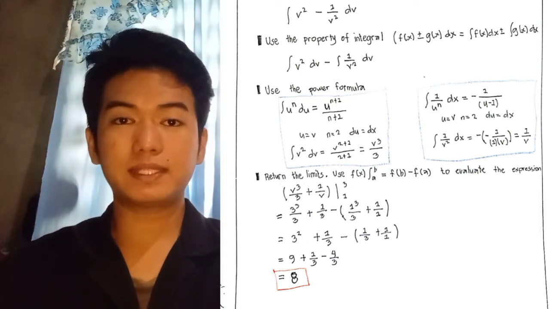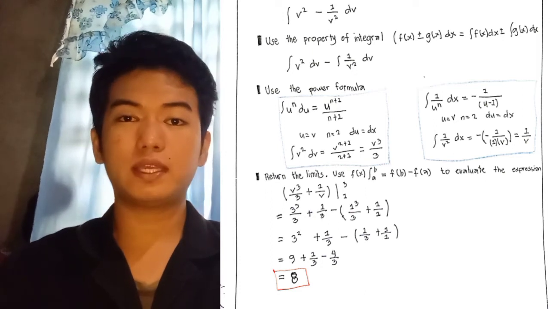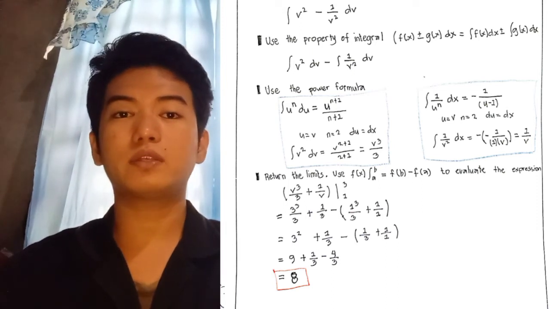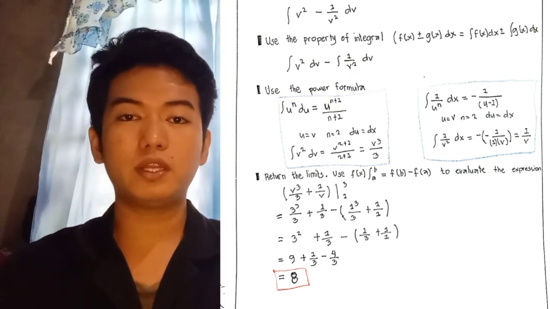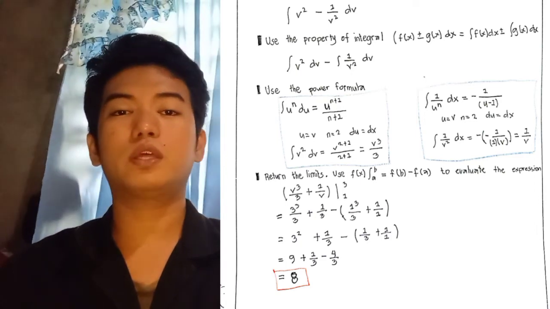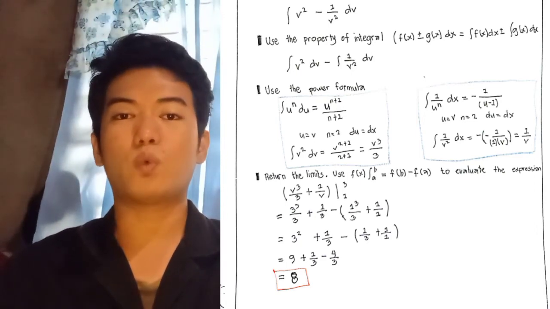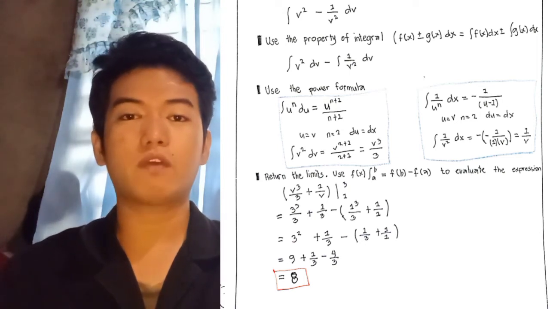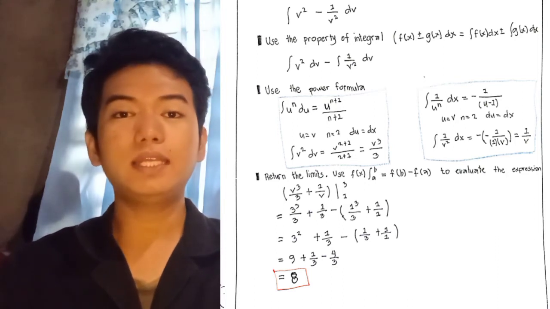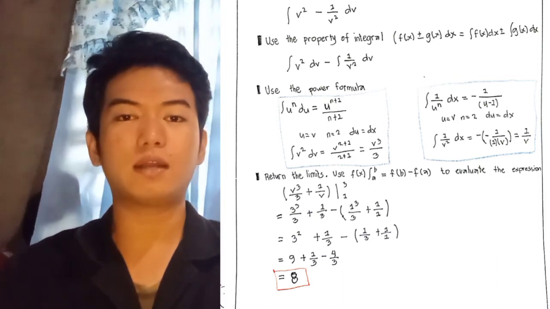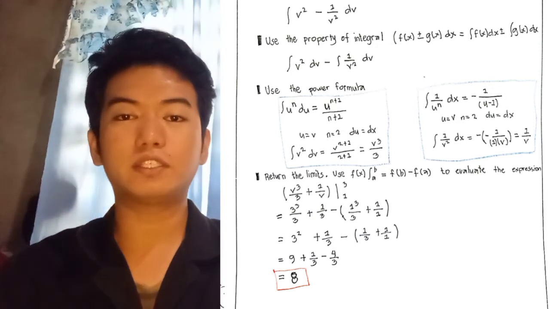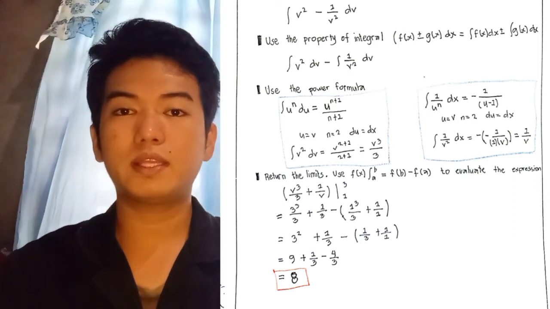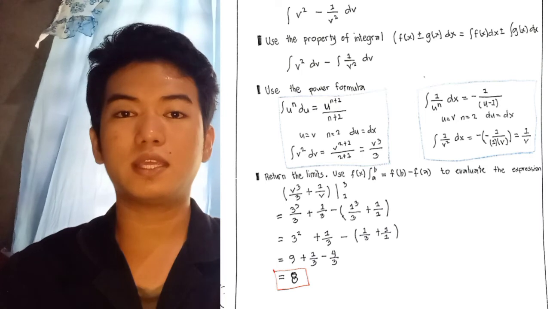Next, we will return the limits and follow the definite integral formula, which is the integral of f(x) with upper limit b and lower limit a is equal to F(b) minus F(a). To evaluate the expression, now we have quantity v to the 3 over 3 plus 1 over v quantity with the upper limit of 3 and the lower limit of 1. Then, plug in the necessary variables and execute the formula. Now, we have our final answer, which is 8. So, in this last number, the final answer is 8.